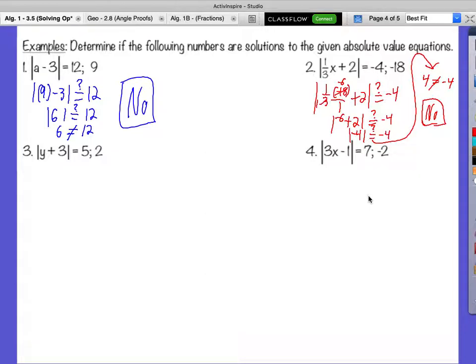Let's look at number 3. We have the absolute value of y plus 3 is equal to 5. We're testing to see if 2 is a solution. So what are we going to do with 2 there? Plug it in for y. The absolute value of 2 plus 3 equals 5. What is 2 plus 3? 5. How far away is 5 from 0? 5. So the absolute value of 5 is 5. Does 5 equal 5? Yes. Awesome, so this was a solution.